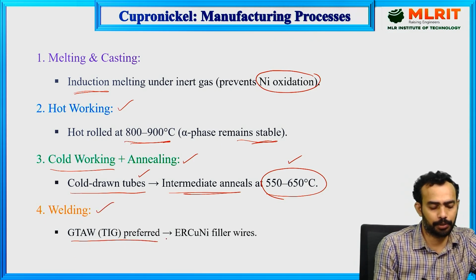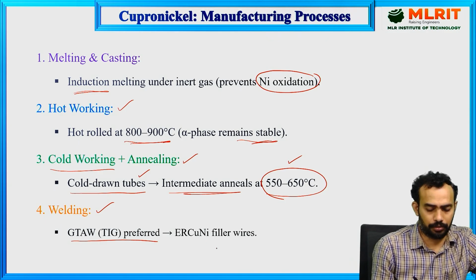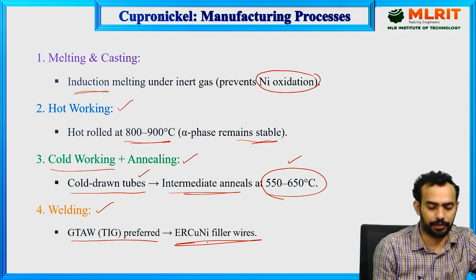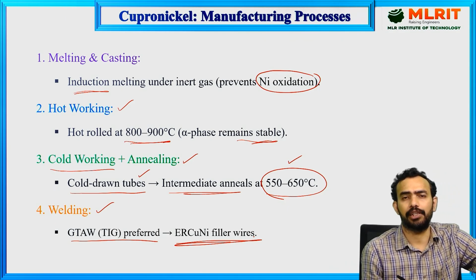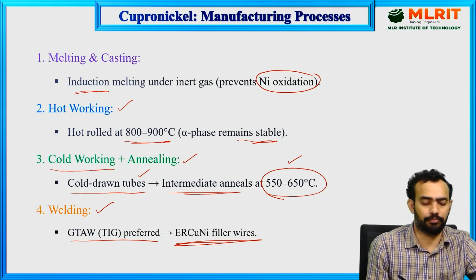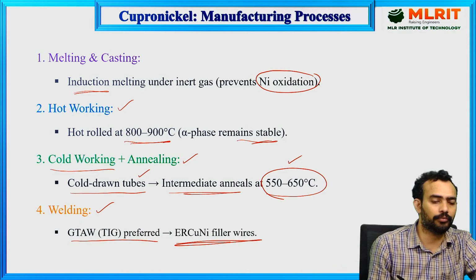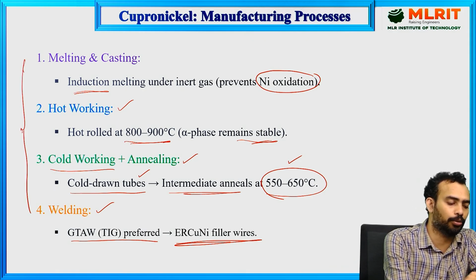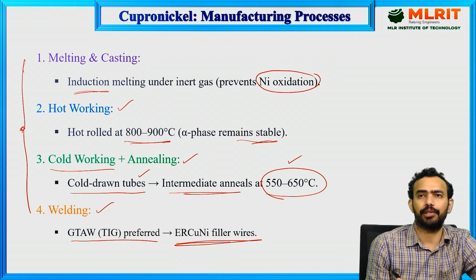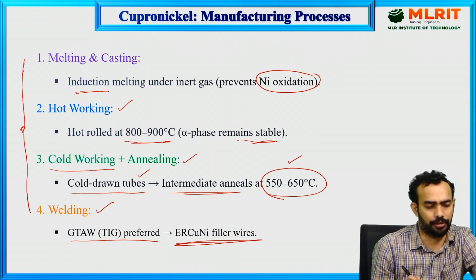TIG welding is preferred. Copper nickel filler wires will be employed for its welding. So these are some of the manufacturing processes employed to bring the copper nickel based alloys into engineering applications.